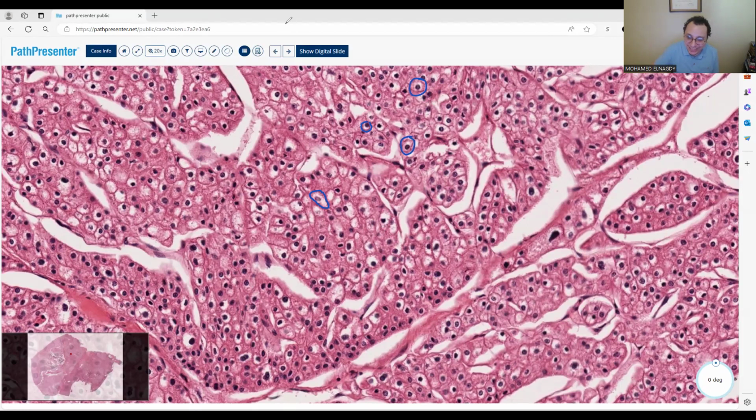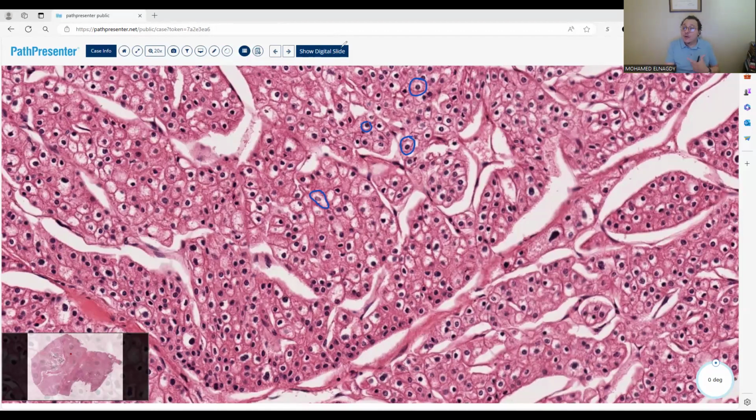Anybody can jump in the chat. It was the second one from the left. I just can't remember the name. Chromophobe. Yes, chromophobe. Good job. That's chromophobe renal cell carcinoma. Birt-Hogg-Dubé syndrome. That's the one. Yeah, Birt-Hogg-Dubé syndrome, which is actually associated with the first two, remember? Oncocytoma and chromophobe.